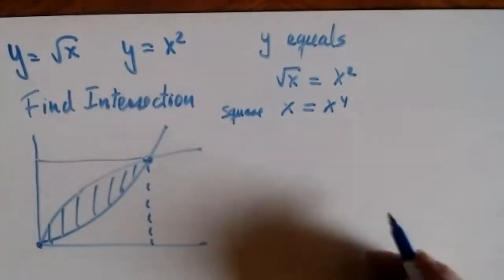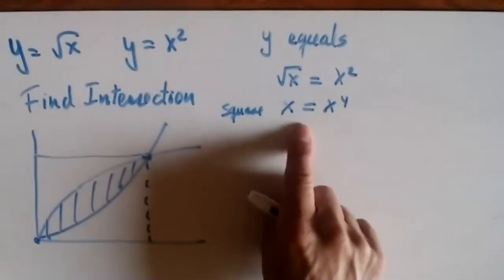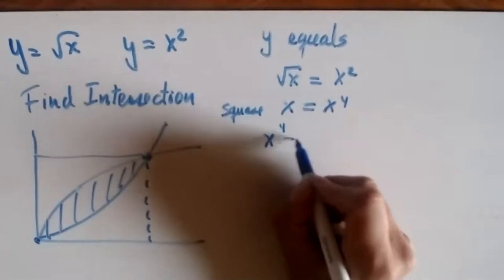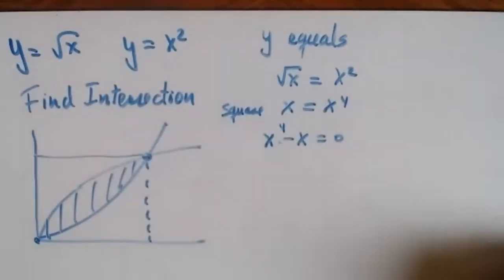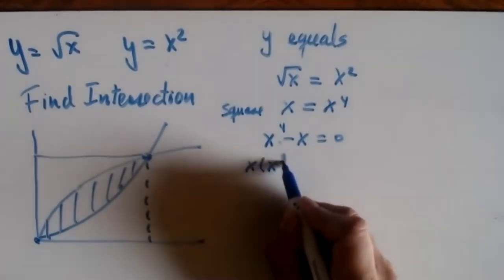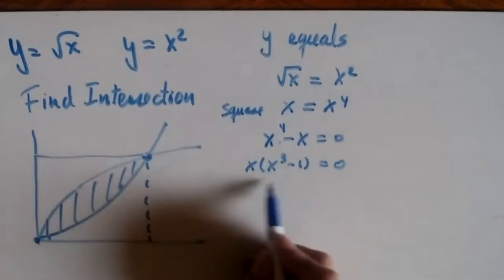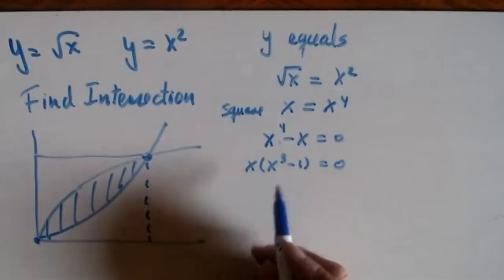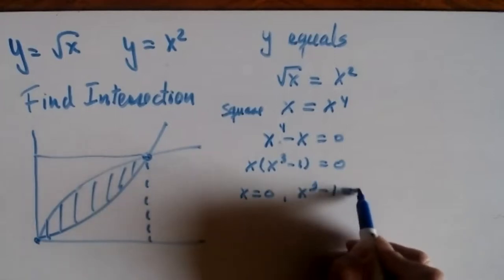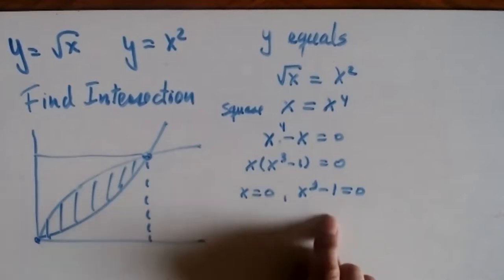We are going to do some algebra here. And then, well, what you are going to do is this. You are going to move everything to one side. So you have x to the 4 minus x equals 0. Then you factor an x cubed minus 1 equals 0. And then you remember the algebra. If a product is 0, then one of them has to be 0. This is 0 or this is 0. So you got to split this in two.